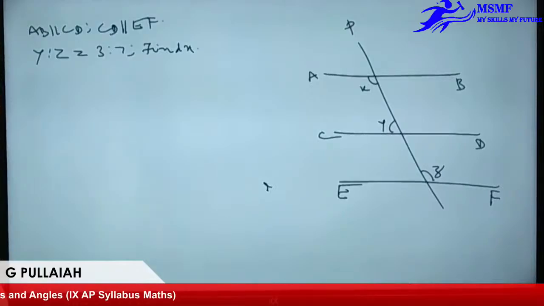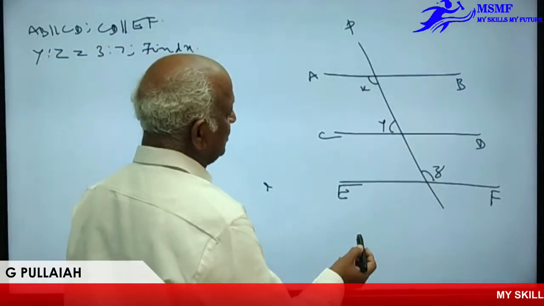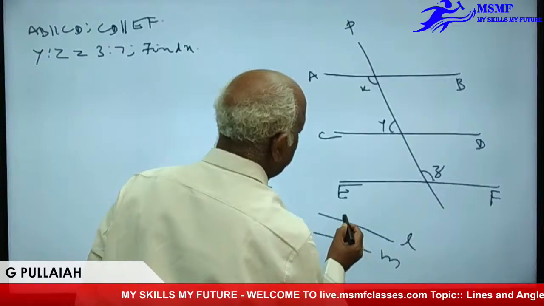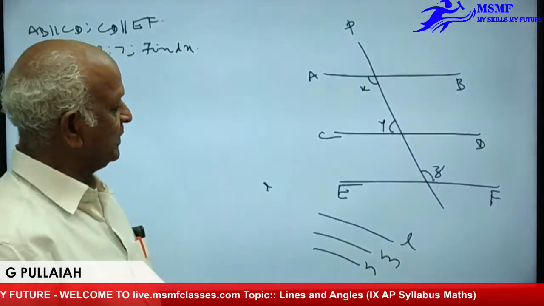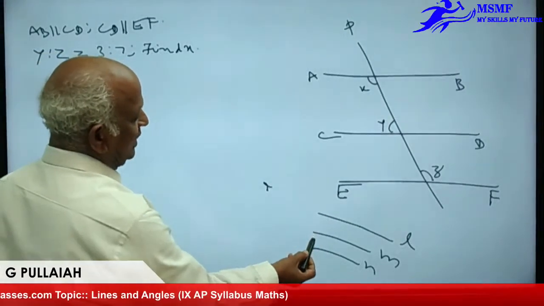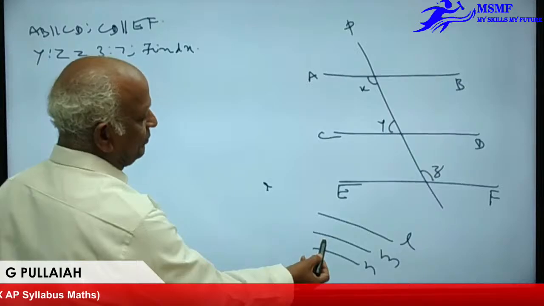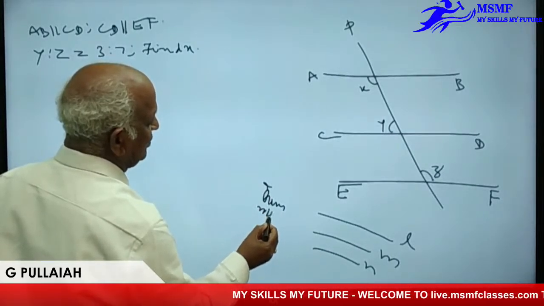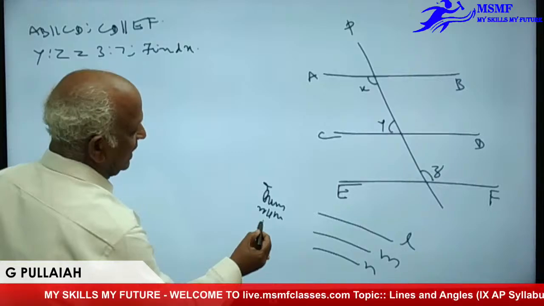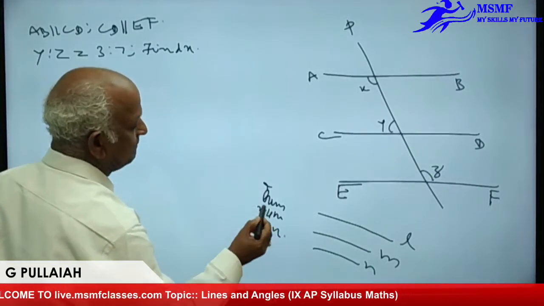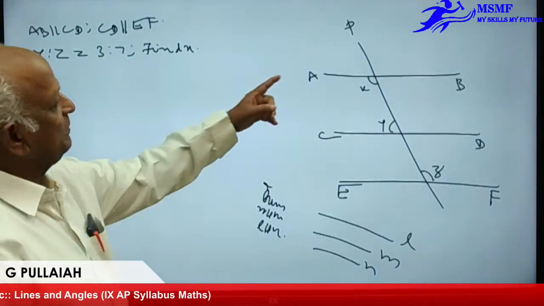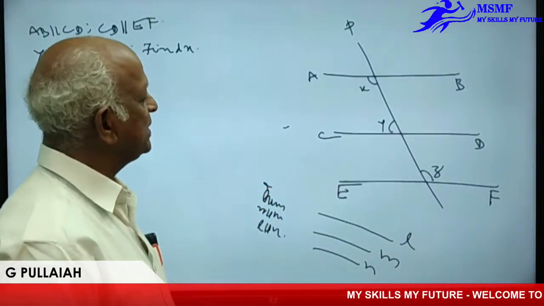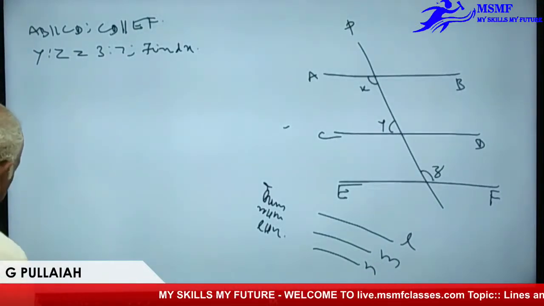If you observe very carefully, let us think that here we got lines L, M, and N. If L is parallel to M and N is parallel to M, therefore you can say L is also parallel to N. Similarly, here, if AB is parallel to CD and CD is parallel to EF, we can say AB is also parallel to EF. This is the most important point, which is to be taken very carefully.